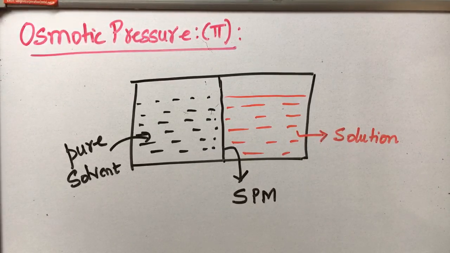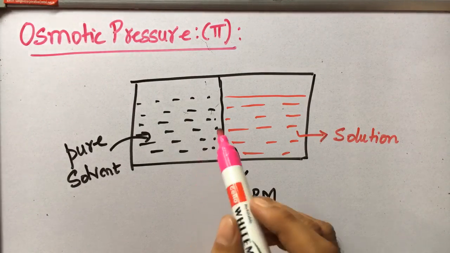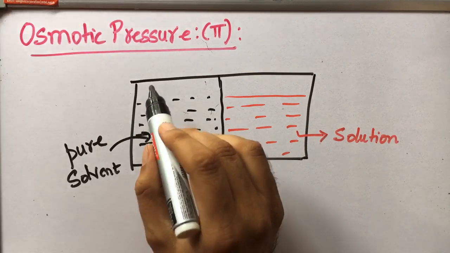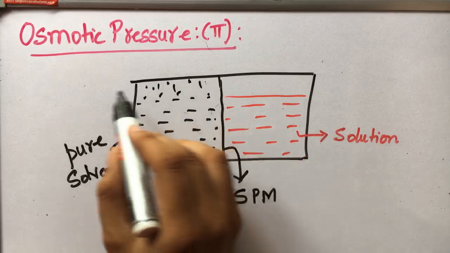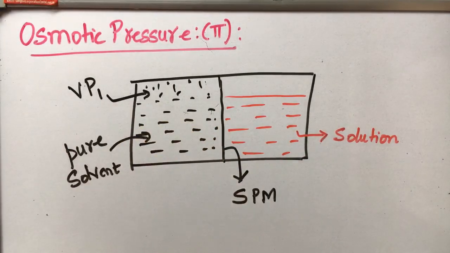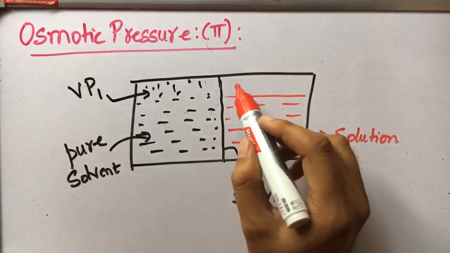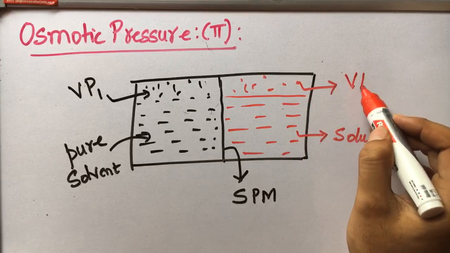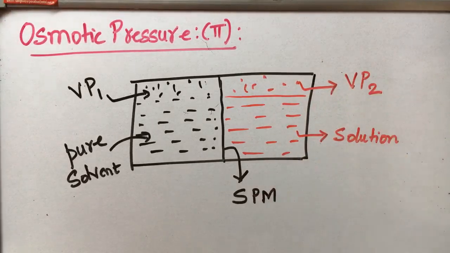Now tell me, students, when you have taken two liquids separately in two different compartments which are separated by a semi-permeable membrane, and a liquid has the tendency to undergo evaporation, definitely above the surface of a liquid there should be some pressure, so we should call it vapor pressure. Let me call this vapor pressure 1. Above the surface of the solution also there should be some vapors, and it should also exert some sort of vapor pressure, so let me call it vapor pressure 2.